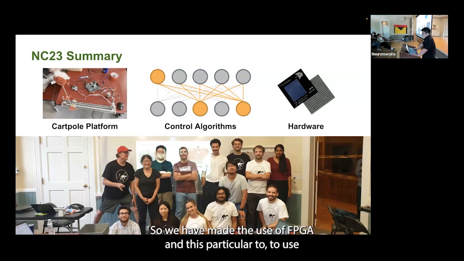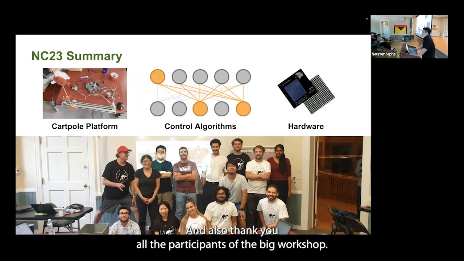So we have made use of FPGA and SpiNNaker 2 to use hardware-accelerated neural networks to control a physical CartPole. And I think a good future direction could be that we build hardware to do online learning to make the controller perform better on the fly. And finally, I want to thank all the members of our NC23 topic area, and also thank all the participants of the Telluride Neuromorphic workshop.